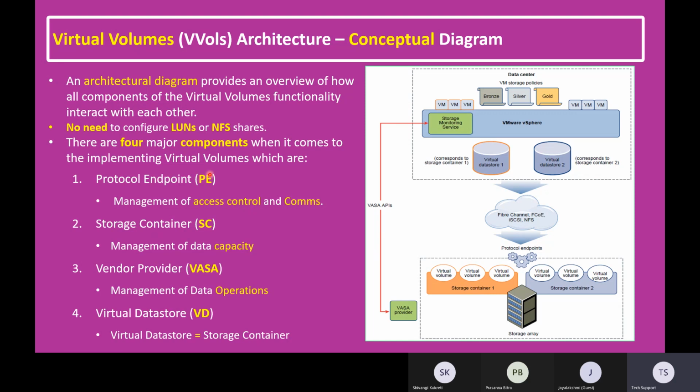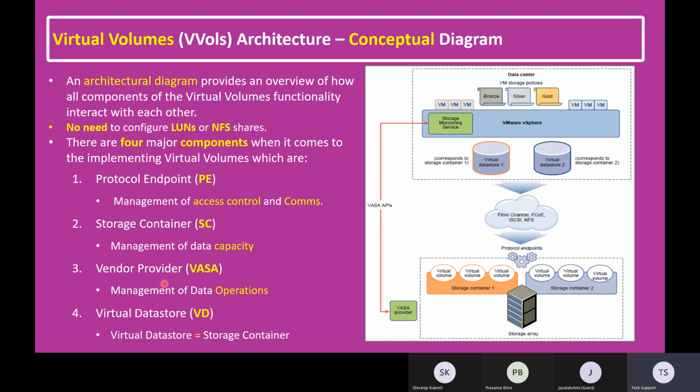The four components are, first, the protocol endpoint. If you see in the right diagram, here you can see the protocol endpoint. Its main purpose is management of access control and communications, comms for short. That means access control and communication between the storage array and the vCenter level. Then the storage container: its use is management of data capacity. All the disks the array has, we group and make into one container. So management of data capacity is maintained by the storage container.